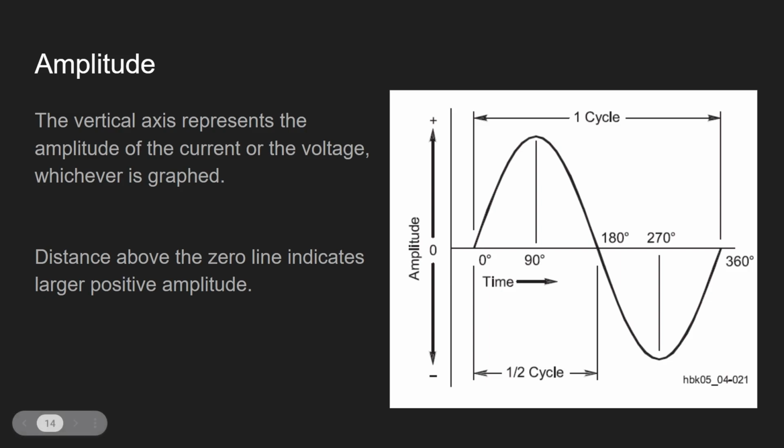The zero line indicates the reference. From zero to the positive peak is the positive amplitude, and from zero to the negative peak is the negative amplitude. Zero to positive, zero to negative, which is the peak value. It is just the same as the peak value, not peak to peak.